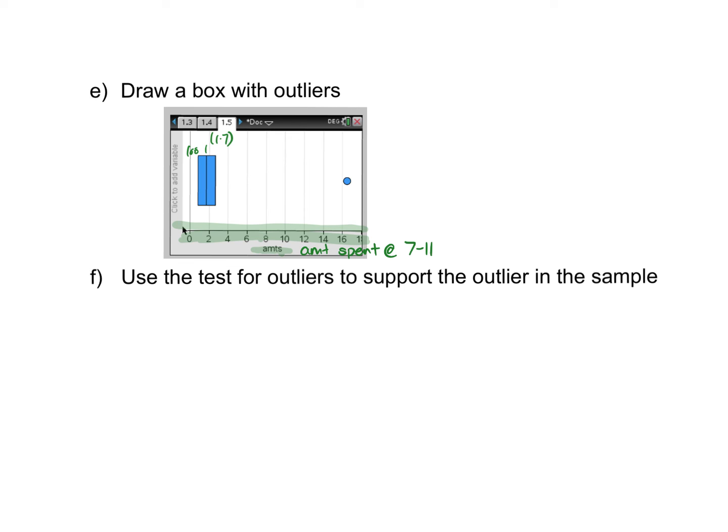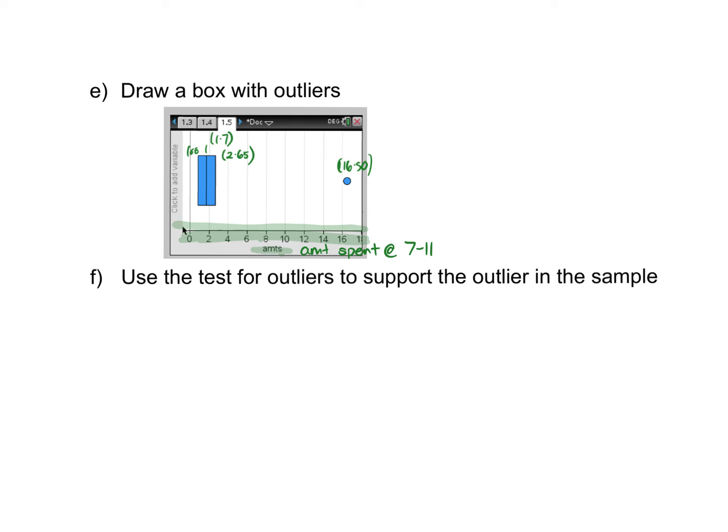So then I can give a little bit of lenience with maybe your scaling being a little bit dodgy. You're telling me what it is there. I like that. Okay, the next thing, it says use the test for outliers to support that the outlier in the sample.